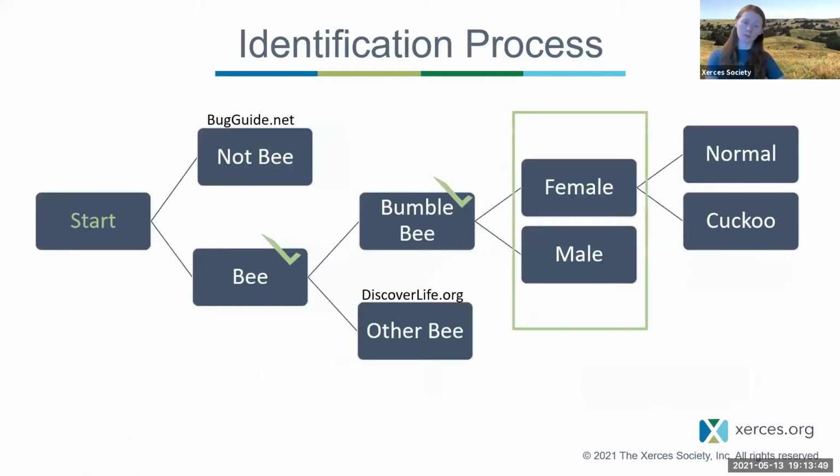So once we've figured out that we have a bumblebee, we can go on to the next step in figuring out if it's a male or a female. Because the key that we've made is for female bumblebees. And this is because the time that we're going out surveying, most of the bees that we're collecting are going to be female worker bees.